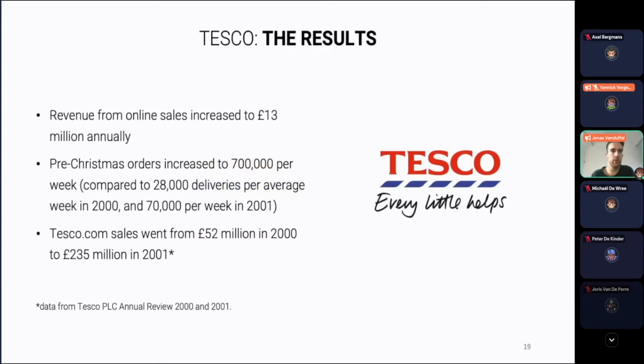For example, the revenue from online sales increased to 13 million annually. Their pre-Christmas orders increased to 700,000 orders per week, compared to the only 28,000 deliveries per average week in 2000, and 70,000 in 2001. And their sales went from like 52 million in 2000 to 235 million in 2001. So it's really, if you increase your market, you will reach a lot more people and therefore sell more products.